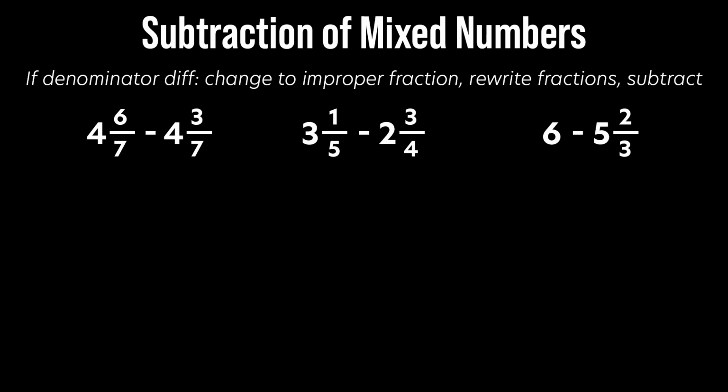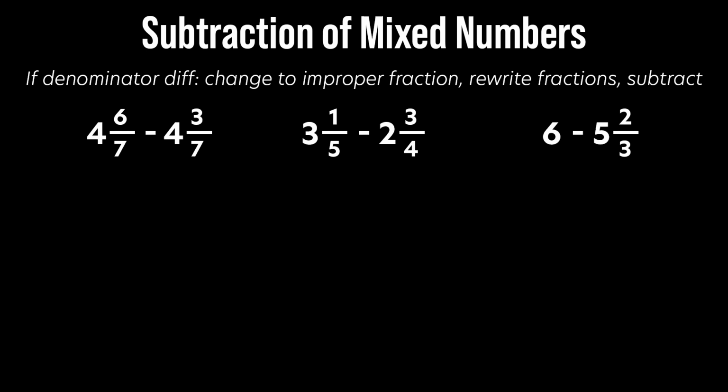Today we're going to learn about subtraction of mixed numbers. Subtraction of mixed numbers is simply the opposite of addition of mixed numbers. Instead of adding, you're just subtracting. So the rules are the same. If the denominator is different, you're going to want to change both mixed numbers to improper fractions, rewrite them so the denominator is the same, and then subtract them.